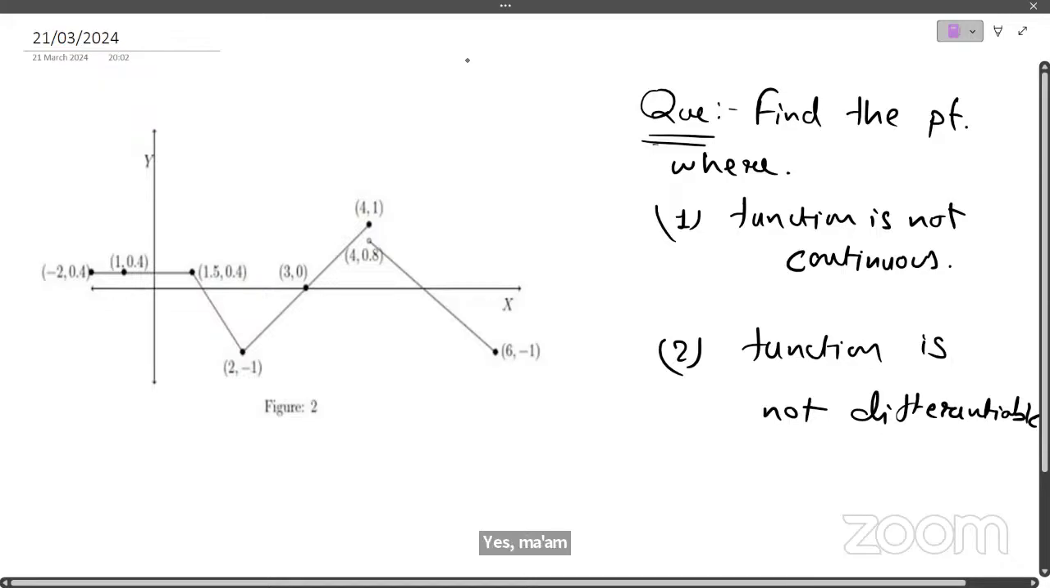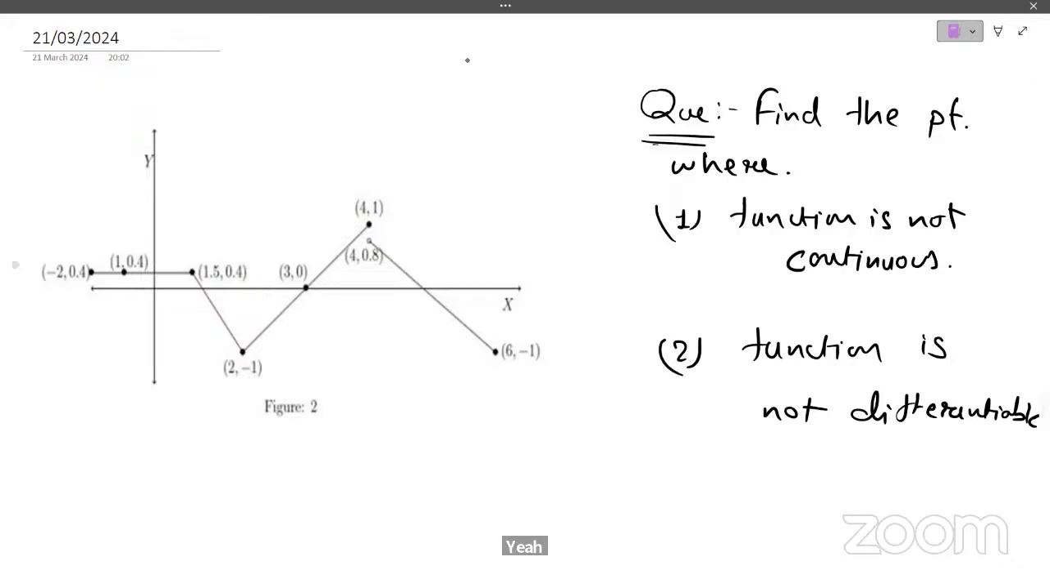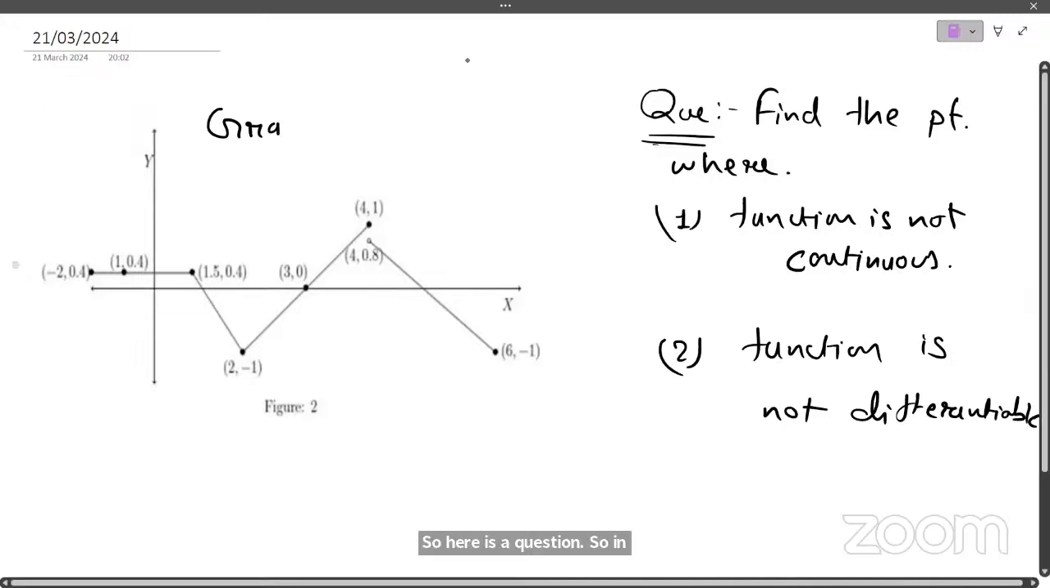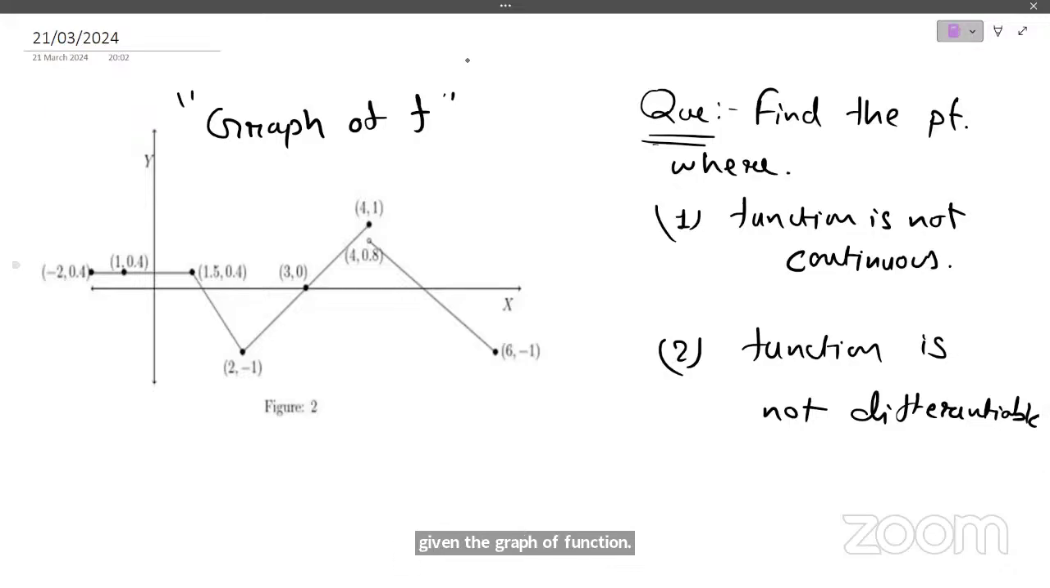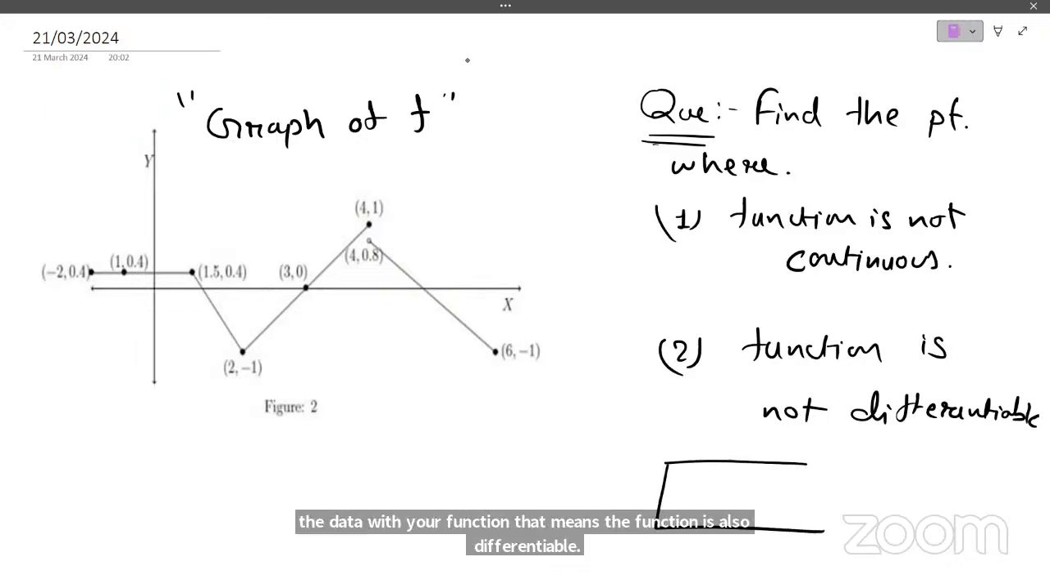So here's a question. In this question, you have been given the graph of a function. Based on the graph, you have to find out at which points the function is continuous and at which points the derivative exists, that means the function is also differentiable. I'll give you 5 minutes. Try it out, then we will discuss this question.